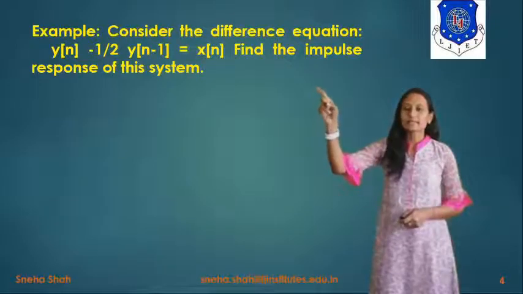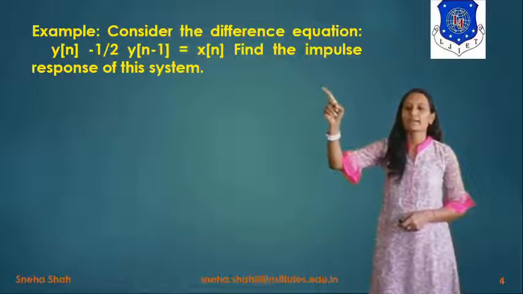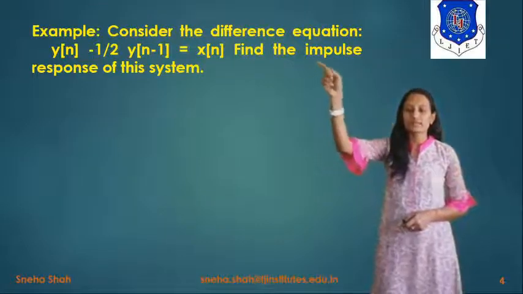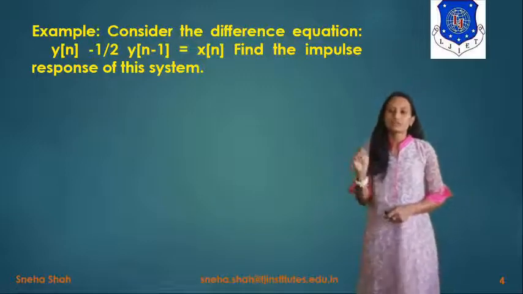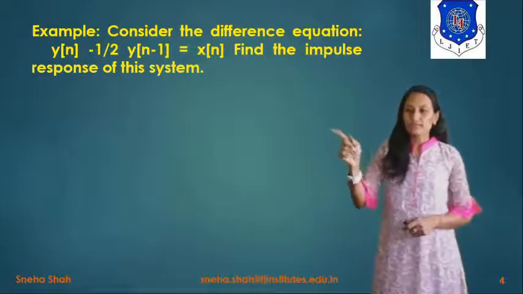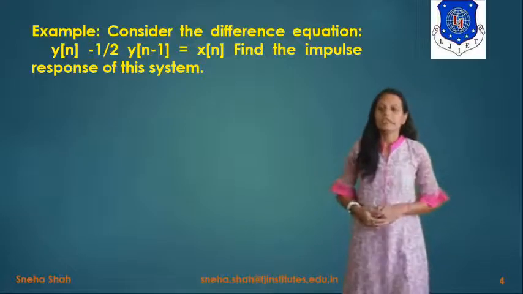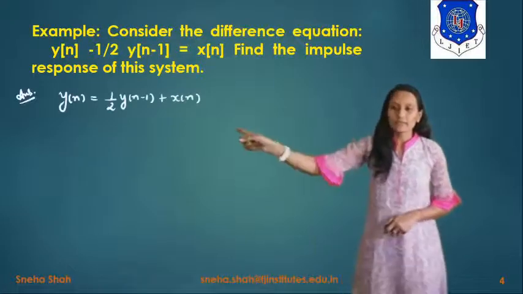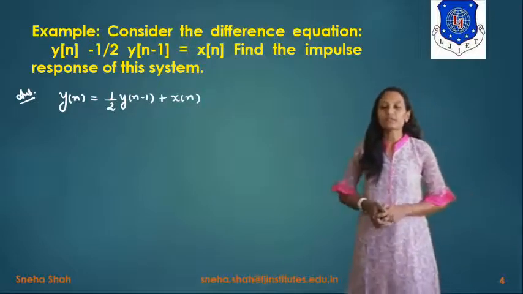The first example is: consider the difference equation y[n] - 1/2 y[n-1] = x[n]. Find the impulse response of this system. To solve this example, first of all we take -1/2 y[n-1] to the right side. So the equation will be y[n] = 1/2 y[n-1] + x[n].